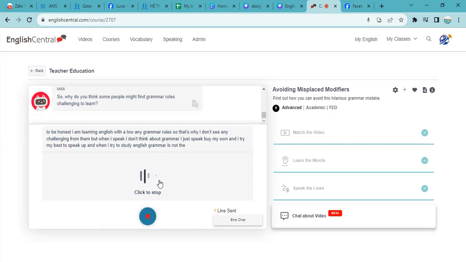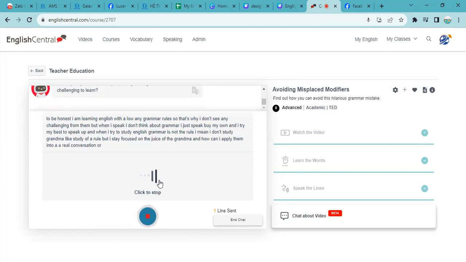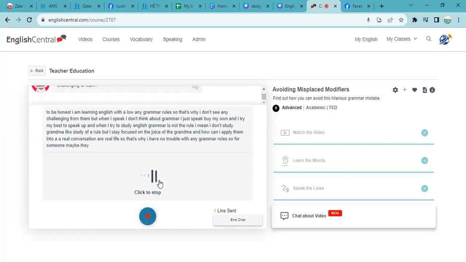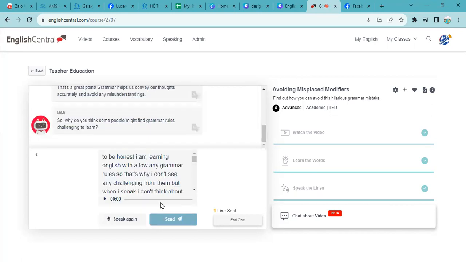I mean, I don't study grammar like studying a rule, but I stay focused on the use of the grammar and how I can apply it in a real conversation or real life. So that's why I have no trouble with any grammar rule. For someone, maybe they stay focused on grammar rules. That's why they are facing challenges, because it's difficult to remember all the rules, right? So we just practice and it can help us.